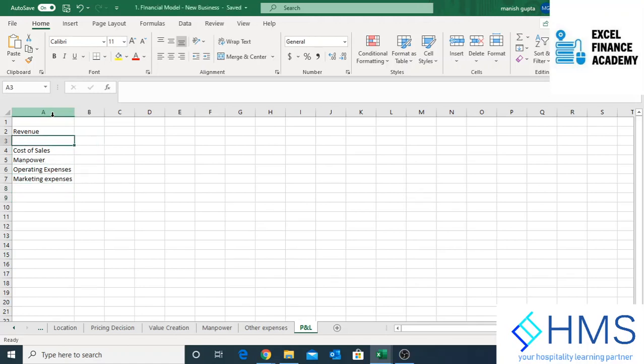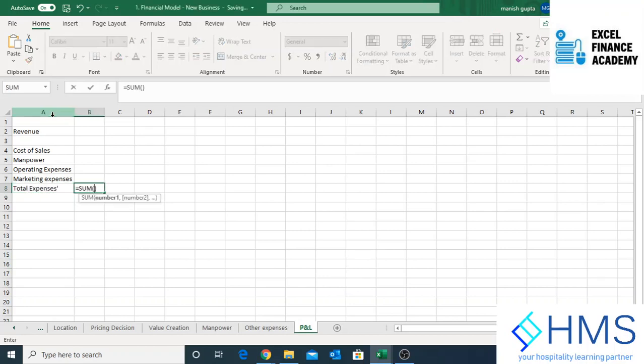So now we are just creating a skeleton. In financial modeling, we just create a skeleton first. What do we need ultimately, right? And then we will work backwards to see what information we have and how we're going to fill in this information. So let's identify the skeleton first. Then it will become the total expenses, and your profit.